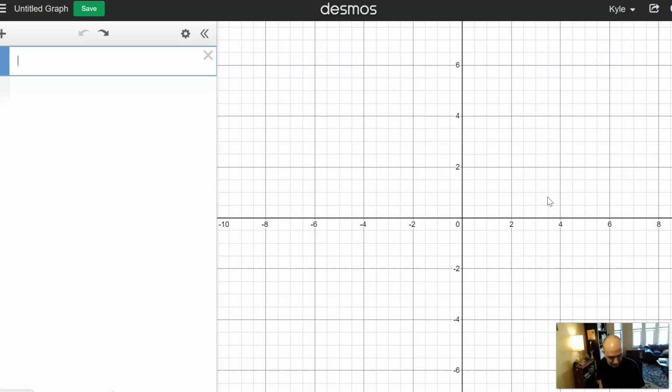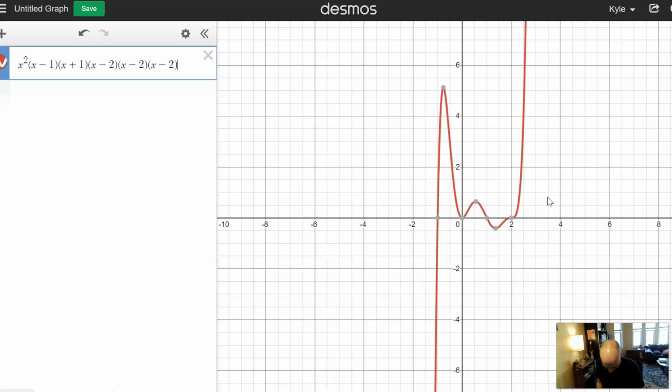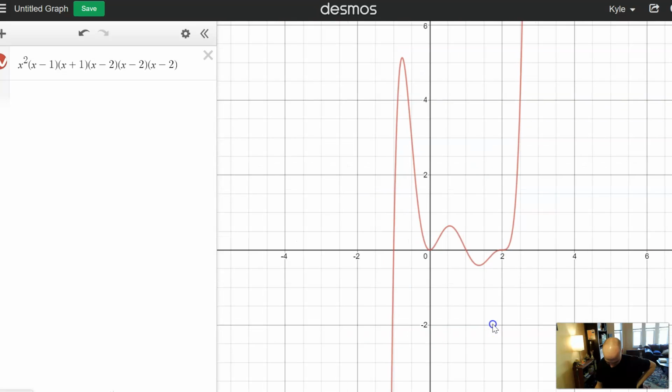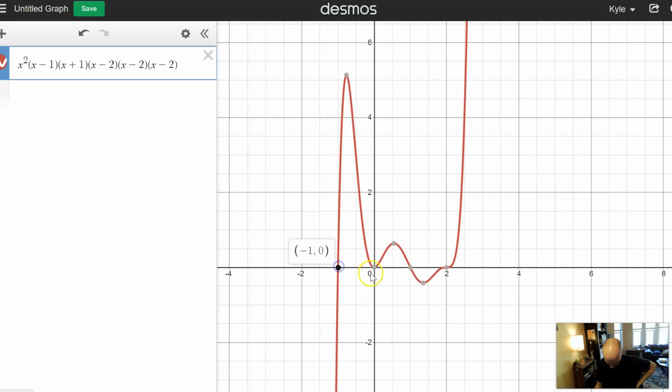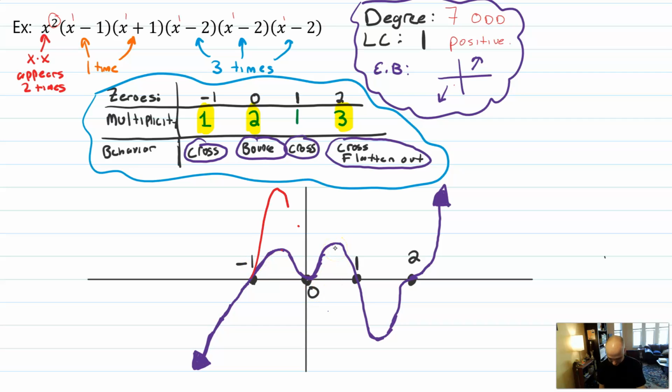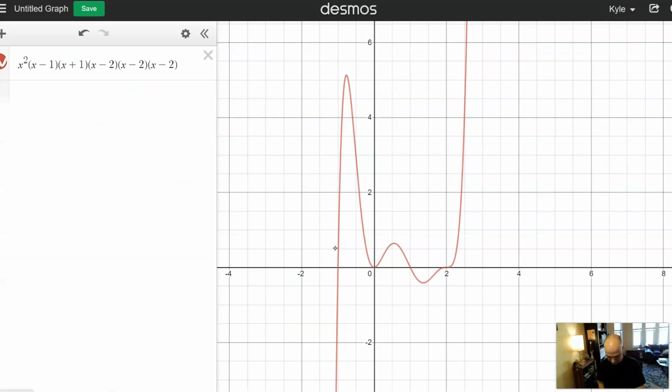I just copied that equation. I'm going to paste it into a blank Desmos window. Let's see if our graph was correct. Okay, here's what Desmos says. We cross, we bounce, we cross, and here you can see that crossing and flattening out behavior. The only thing, if I tab back, that we were wrong about is the height of this little hill. Everything else was pretty darn close.